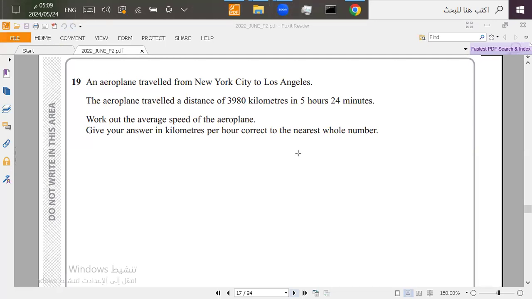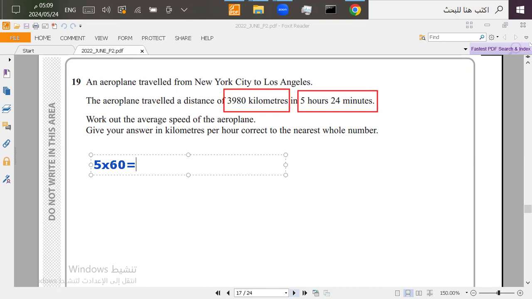So we notice that they want the answer in kilometers per hour. It means we have to turn everything into kilometers and hours. So first, let's take a look at the numbers that we have. We have the distance, which is 3,980 kilometers, and the time is 5 hours and 24 minutes. So first thing we do is we have to turn these minutes into hours. So I'm going to turn them all into minutes, and then turn them back into hours. So I know that 5 hours, if you want to turn them into minutes, you're going to multiply them by 60. So 5 times 60.